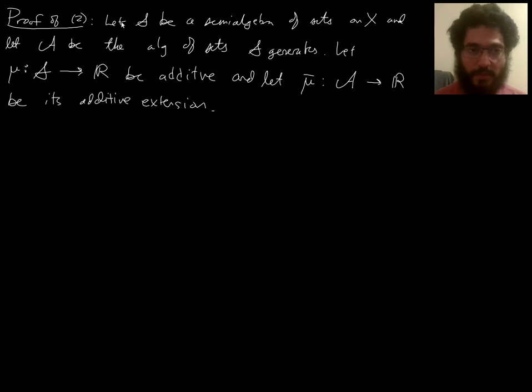Proof of part 2. Assume S is a semi-algebra of sets on X, and let A be the algebra of sets that S generates. We now know that A is simply finite unions of things in S. Now let mu be an additive function on S, and let mu bar be its additive extension. I can now use phrases like that, right? Thanks to part 1 that we already proved, I can say let mu bar be its additive extension. There's a unique one.